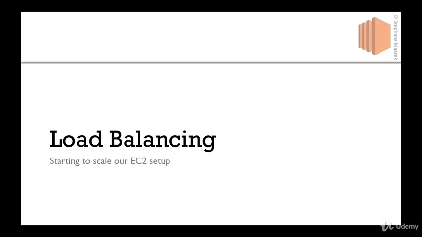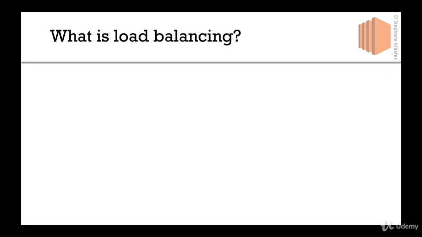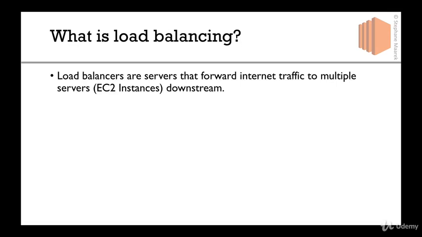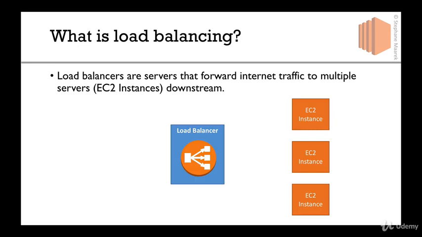Welcome to this section on load balancing, in which we're going to start to spread the load across multiple EC2 instances. So what is load balancing? Well, first of all, load balancers are basically servers, and they forward internet traffic to multiple downstream servers, in our case, EC2 instances. So here's what it looks like.